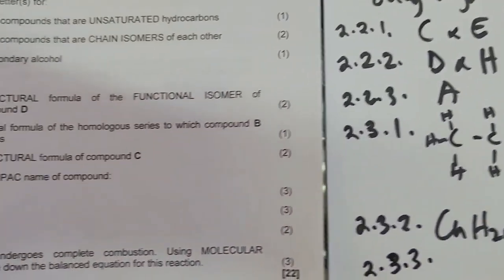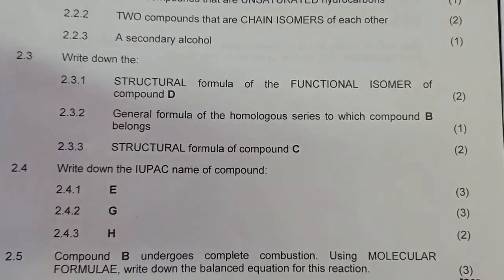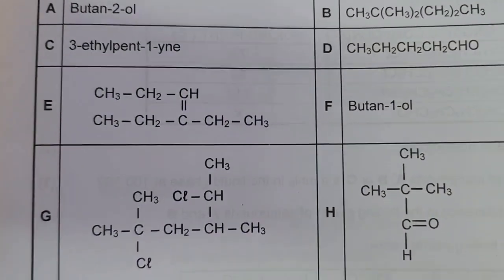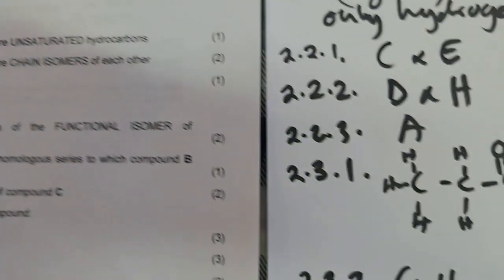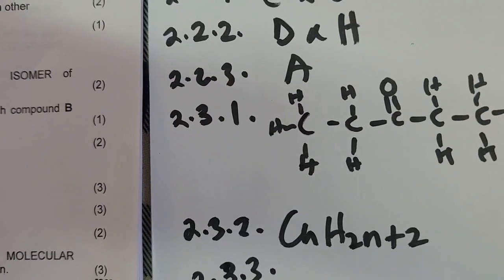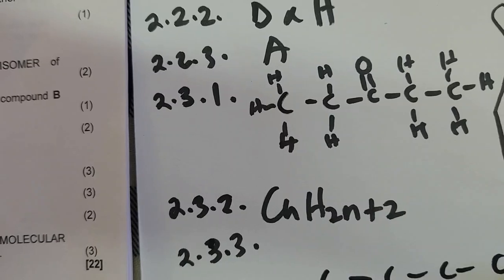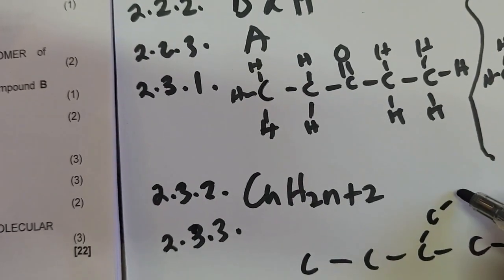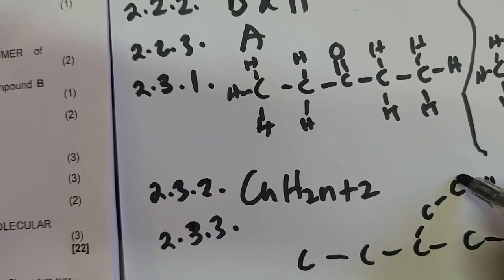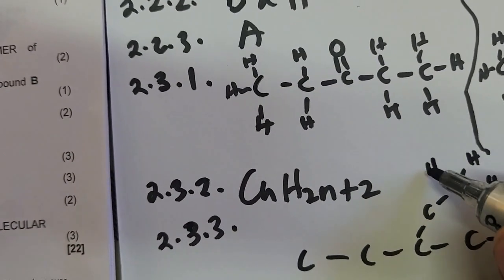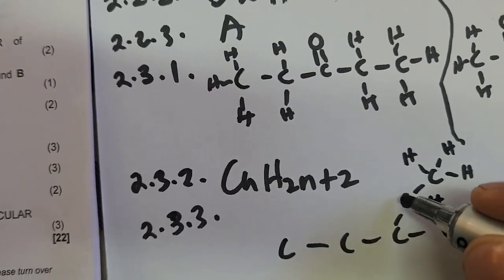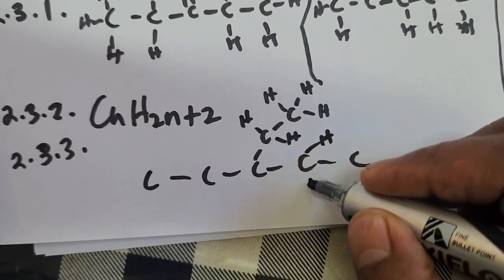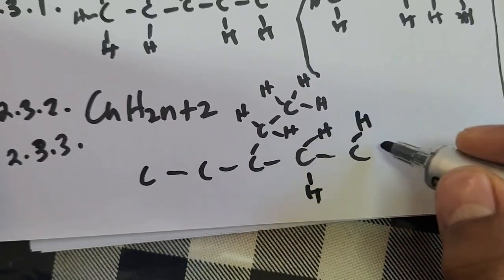2.3.3. Now they say write down the structural formula of compound C. C is your 3-ethyl pent-1-yne. So pent, 5 carbon atoms. 5 carbon atoms. And at carbon number 3, I've got ethyl, 2 carbon atoms connected. And this will be the case. Hydrogen, hydrogen, hydrogen, hydrogen.